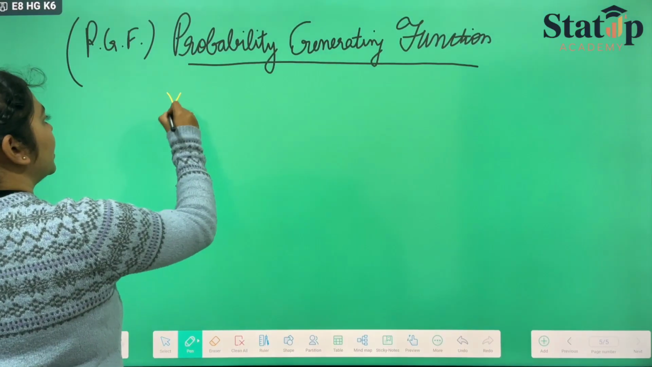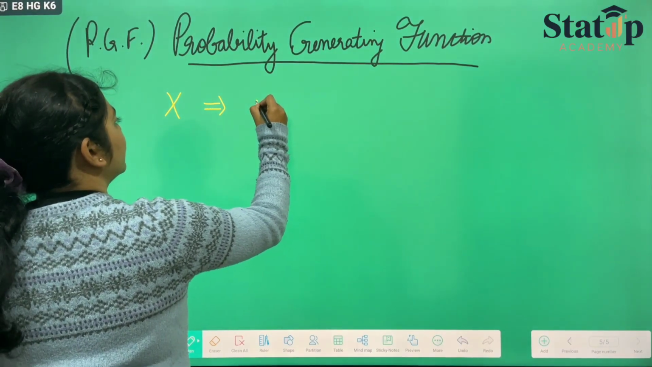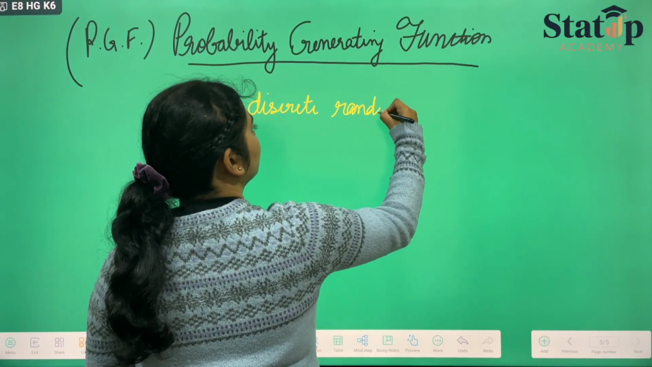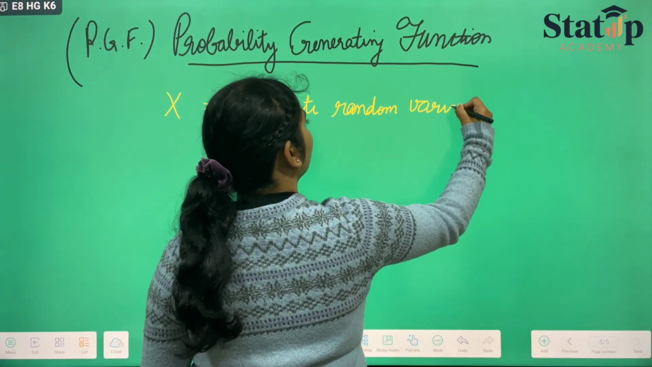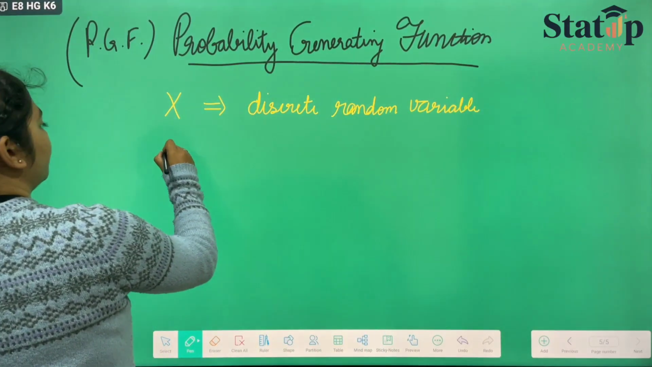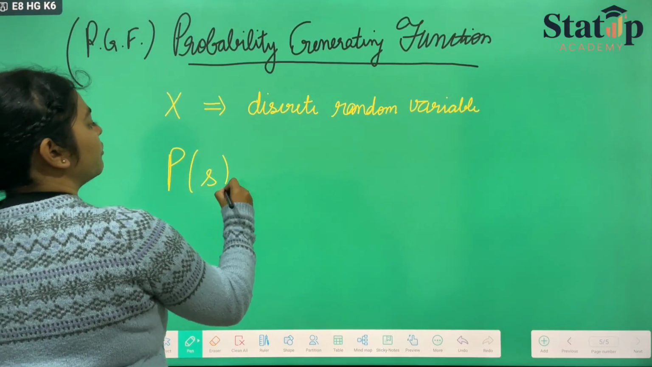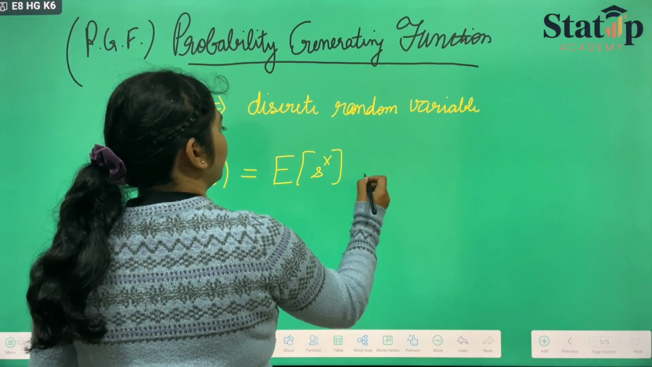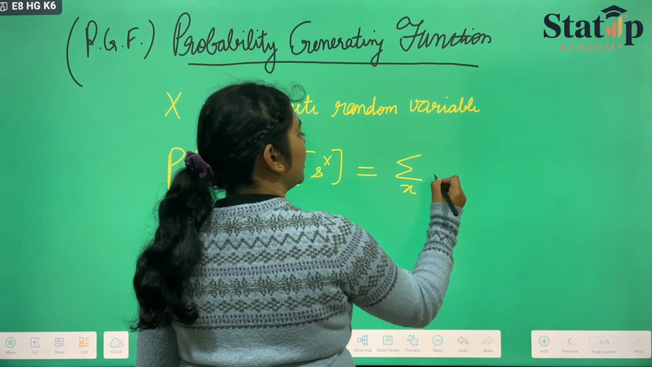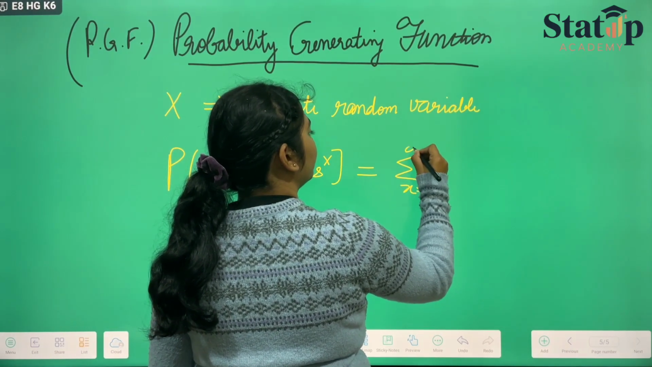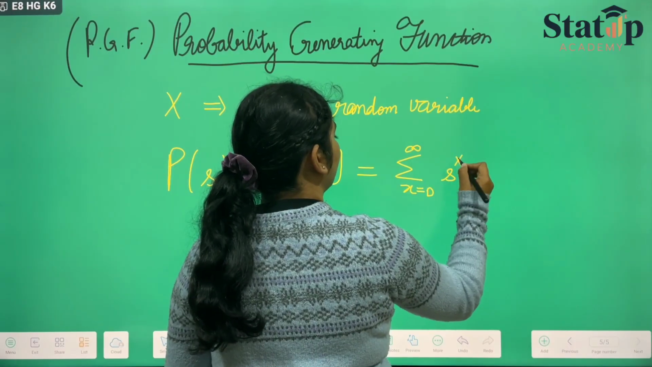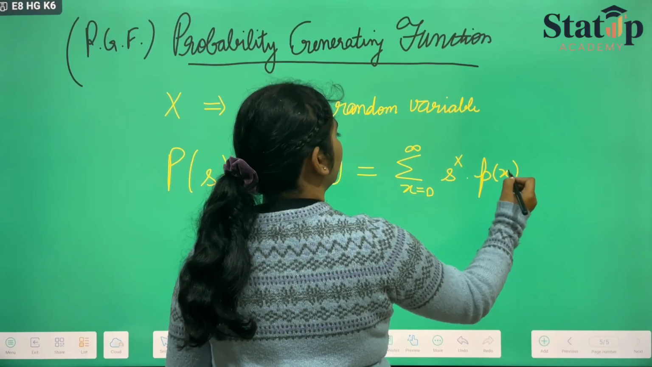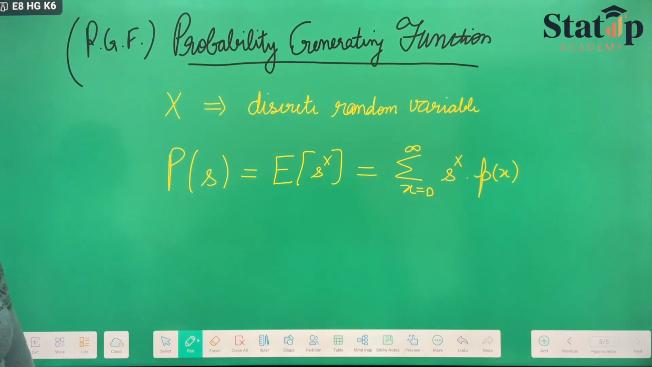Now, if we have a variable x, which is a discrete random variable, then the probability generating function of x can be denoted as P_X(s), which is equal to the expectation of s raised to the power x, which is nothing but the summation over x, where x goes from 0 to infinity, of s raised to the power x into p(x), where p(x) is the PMF of this random variable.